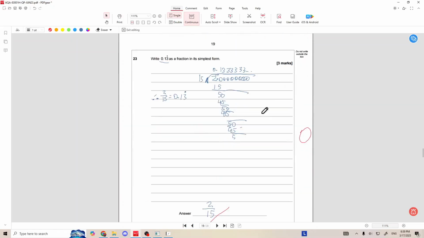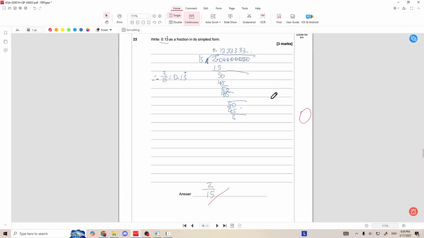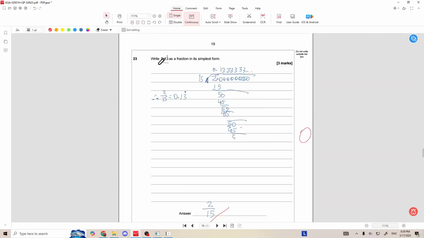And for this question, I didn't actually know how to do it because I've never had to do a question like this before. So yeah, what you do is make this equals to x, and then you multiply x so that you can get a value that makes sense. For example, if you do 10x minus x would be equals to 1.3 repeating minus 0.13 repeating, you'd get 1.2.